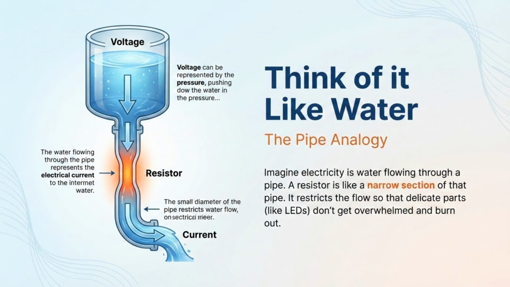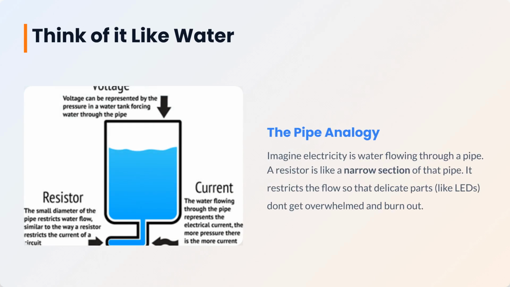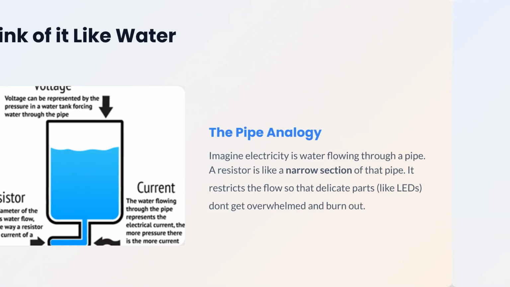Think of electricity like water flowing through a pipe. A resistor is a narrow section that restricts the flow, preventing delicate parts like LEDs from burning out due to too much current. The pipe analogy helps illustrate this concept. The resistor restricts the flow of electricity, much like a narrow pipe restricts water flow.